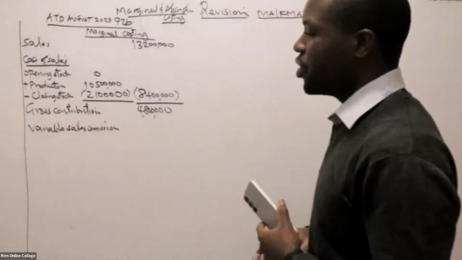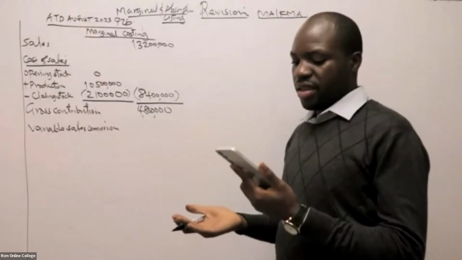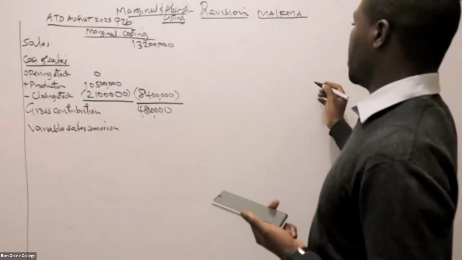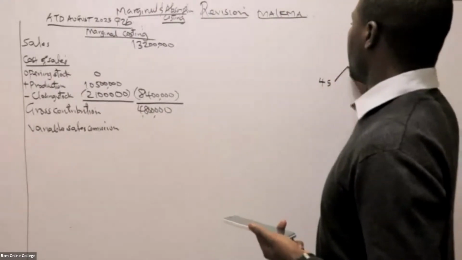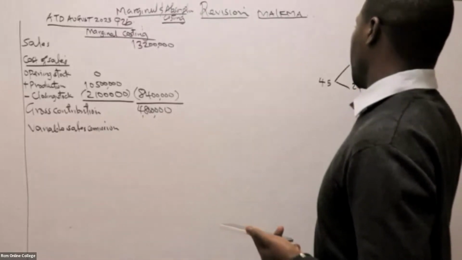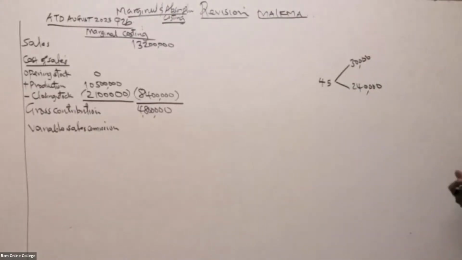Maybe in your exams, you will not be given variable sales commission as a lump sum figure in that order. What if the variable sales commission in your exams is equal to 45 shillings per unit? Will I multiply it by 30,000 or by 24,000? Somebody advise me here. Assuming variable sales commission, and we need to take the actual, not budgeted, actual. If it was given as 45 per unit, will I multiply it by 24,000 or 30,000?